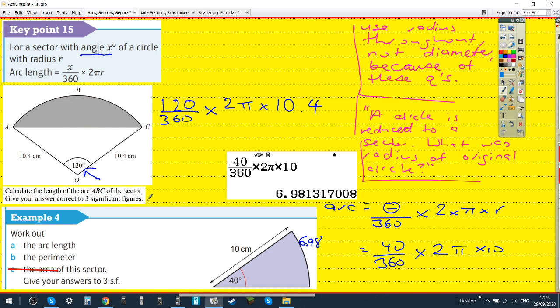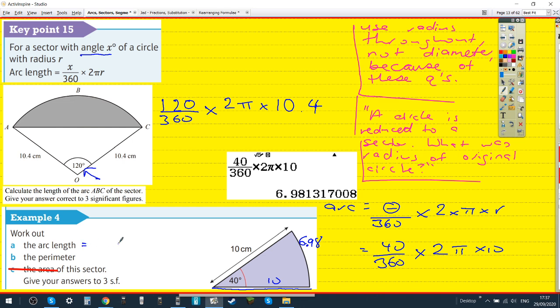So you need to add 6.98 with 2 pi. No, you add up all 3 sides. So what are the lengths of the sides? The length of the sides 10. Yep. And 40. That's not a side. What's the length of the bottom side? Also 10. Yeah, because it's also a radius. And 6.98. And so what do they add up to?